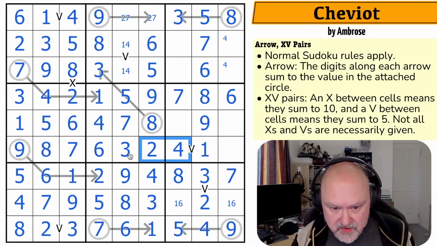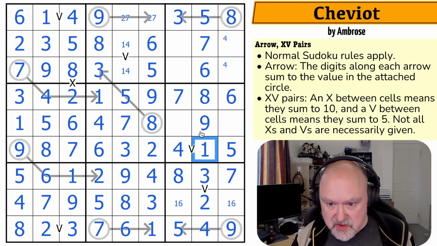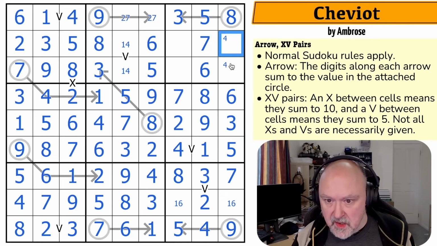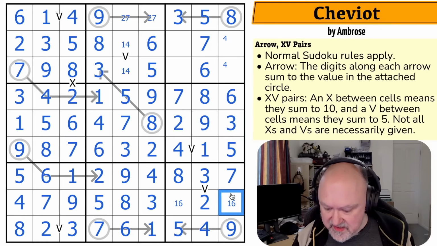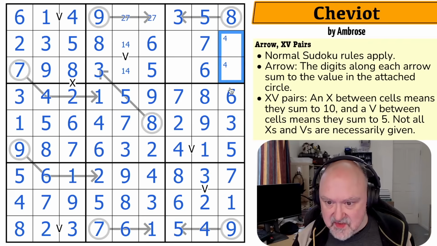Let's look at this row. 1, 2, 3, 4, 6, 7, 8, 9. That's the 5. So 1, 2, 3, 4, 5, 6, 7, 8, 9. These are 2 and 3, and there's a 3 looking down, making that the 2 and that the 3. The 6 is looking down, making that the 1 and that the 6. So this is a pair.